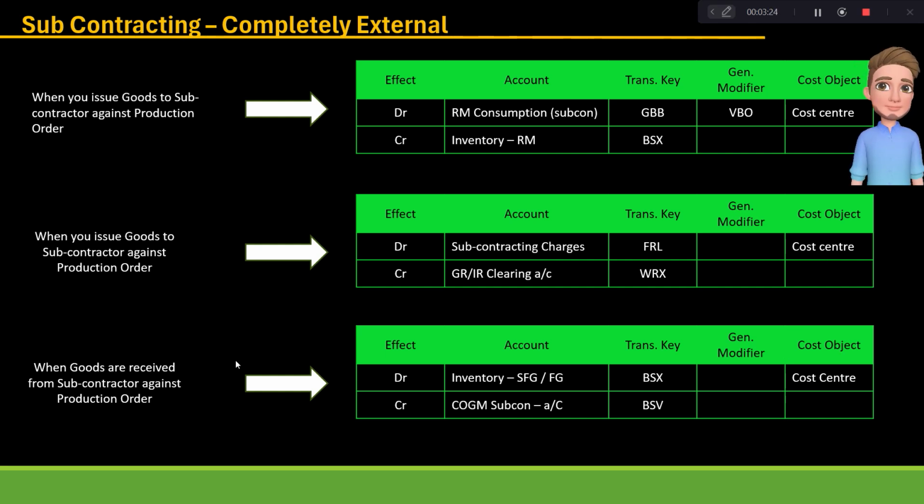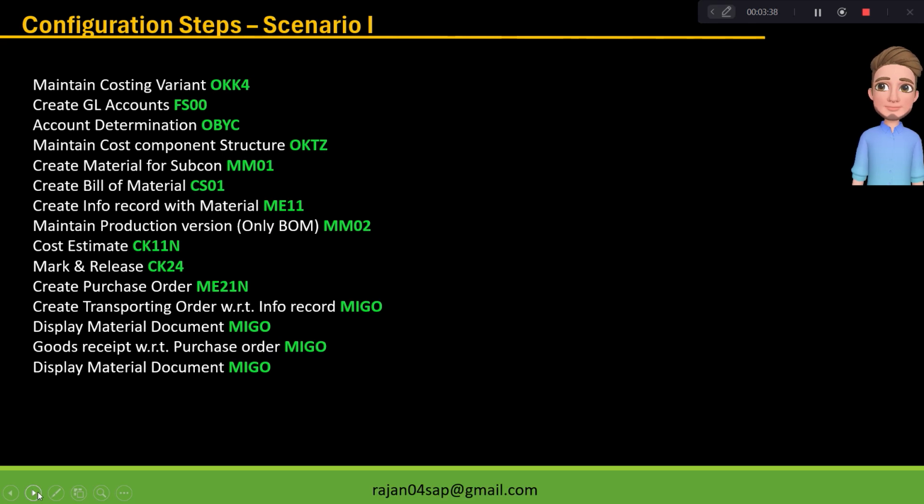When we receive the goods, your SFG or FG, whatever you are creating, will be debited, and your COGM will get credited. So these are the GL accounts which we have to create. Okay, now let's look into what are the different configurations.